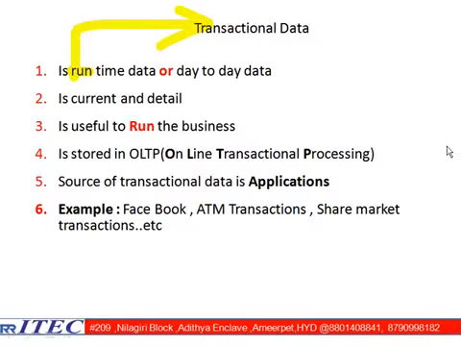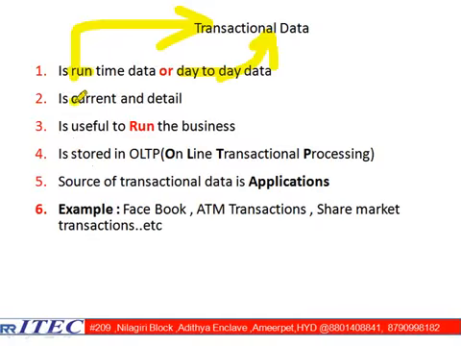Next point. Here we also say day-to-day data. What do you mean by day-to-day data? Suppose Monday I accumulate some data, Tuesday I accumulate some data, Wednesday I accumulate some data. Every day it is a continuous process of getting data, or not, sir? It's a continuous process. That is what is called day-to-day data.